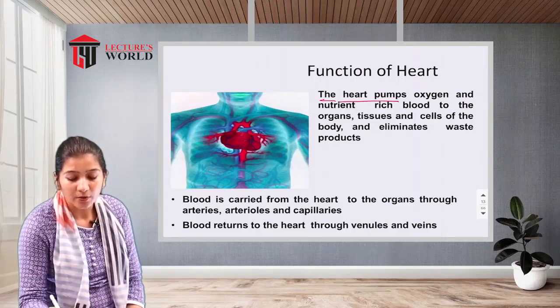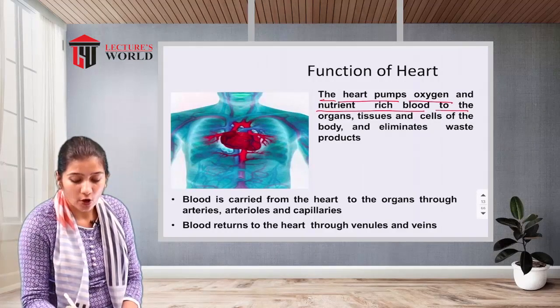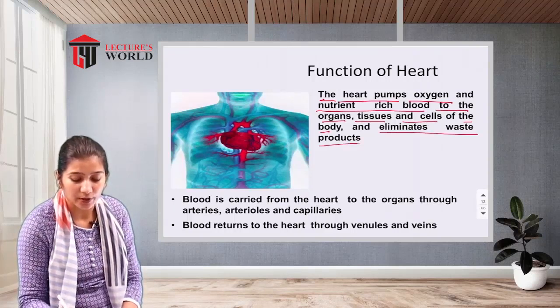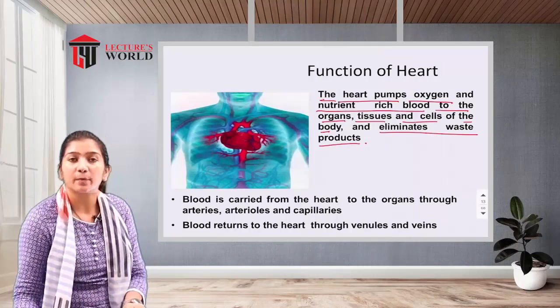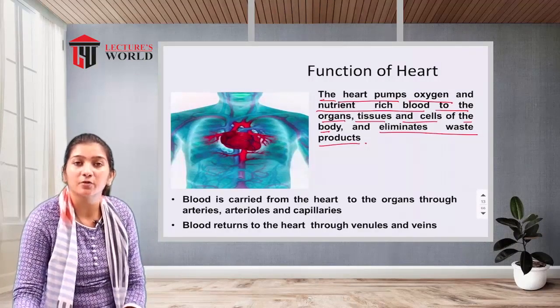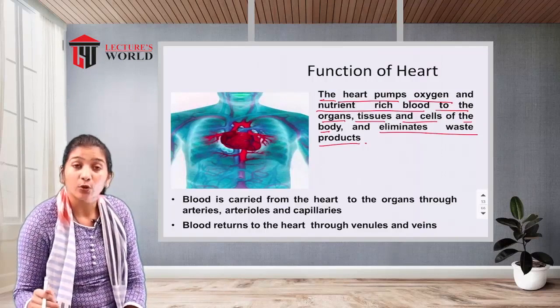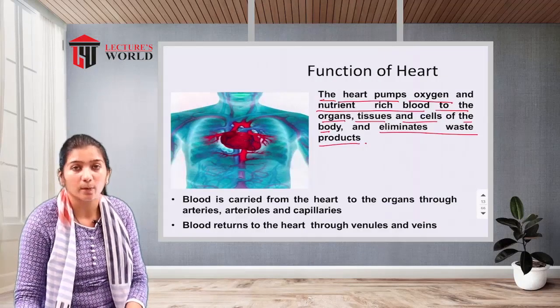The heart pumps oxygen and nutrient-rich blood to the organs, tissue and cells of the body and eliminates the waste products. Okay, so the heart is pumping oxygenated blood as well as nutrient-rich blood to all the organs of our body. Moreover, it also eliminates some of the waste products from the blood.